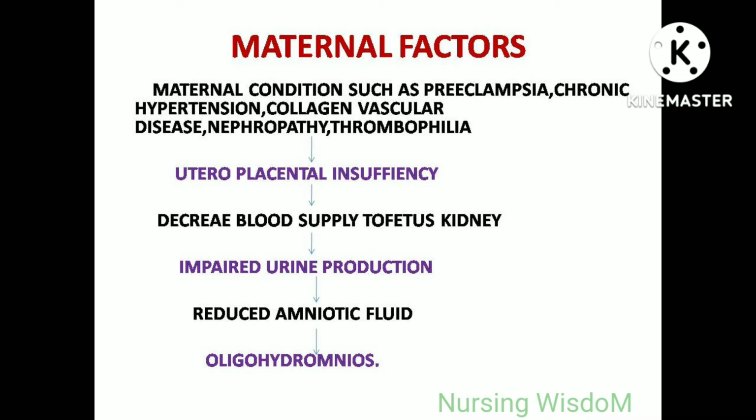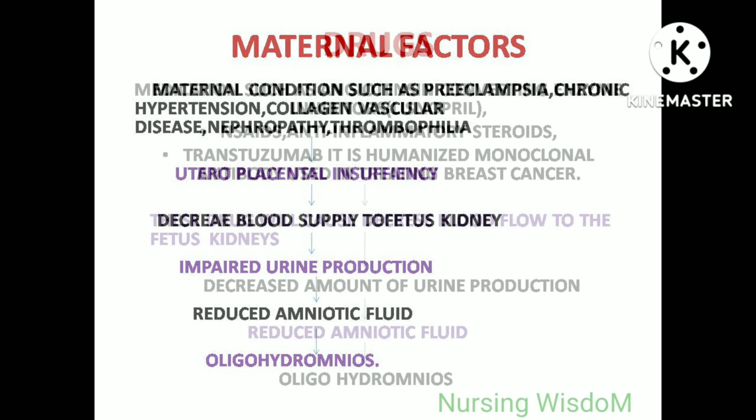We will see one by one. Maternal factors. Maternal conditions such as preeclampsia, chronic hypertension, collagen vascular disease, nephropathy, thrombophilia cause uteroplacental insufficiency that decreases blood supply to the fetus kidney, which will cause impaired urine production, which leads to reduced amniotic fluid and causes oligohydramnios.